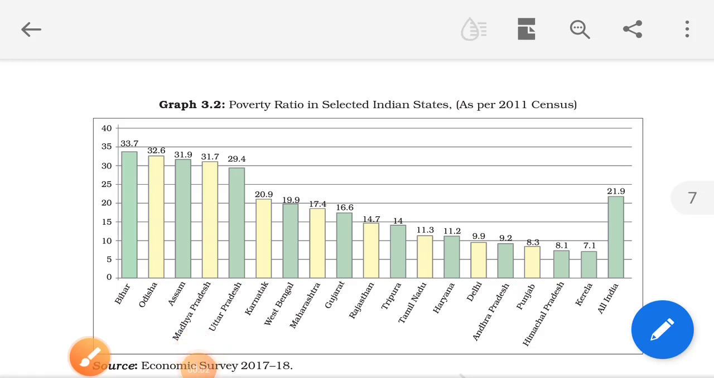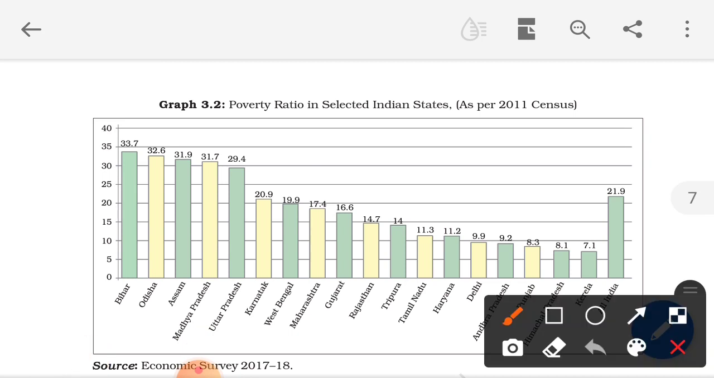Now we are going to discuss the graph 3.2, poverty ratio in selected Indian states as per Census 2011. With the highest poverty rate, that is 33.7, Bihar is the poorest state of India. At second position, that is 32.6, it is Odisha.